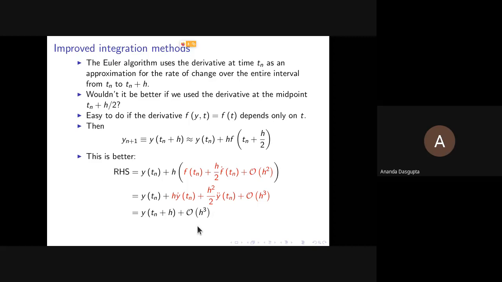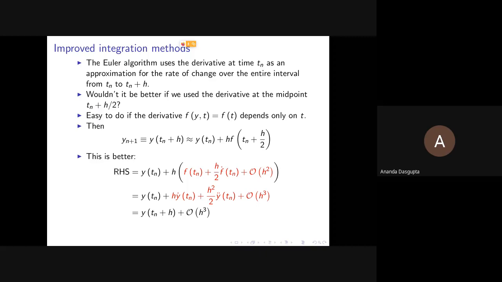In this method, which is called the midpoint method, by the way, for obvious reasons, what you have done is you have got y at Tn plus h correct up to 3 terms, that is up to the second order in h. So what is the error here? The error here is going to be order of h cube, an improvement over the order h square error that you had in the Euler method. Let me just remind you that this is a local error in one step. Of course, this means the global error will be order h square.